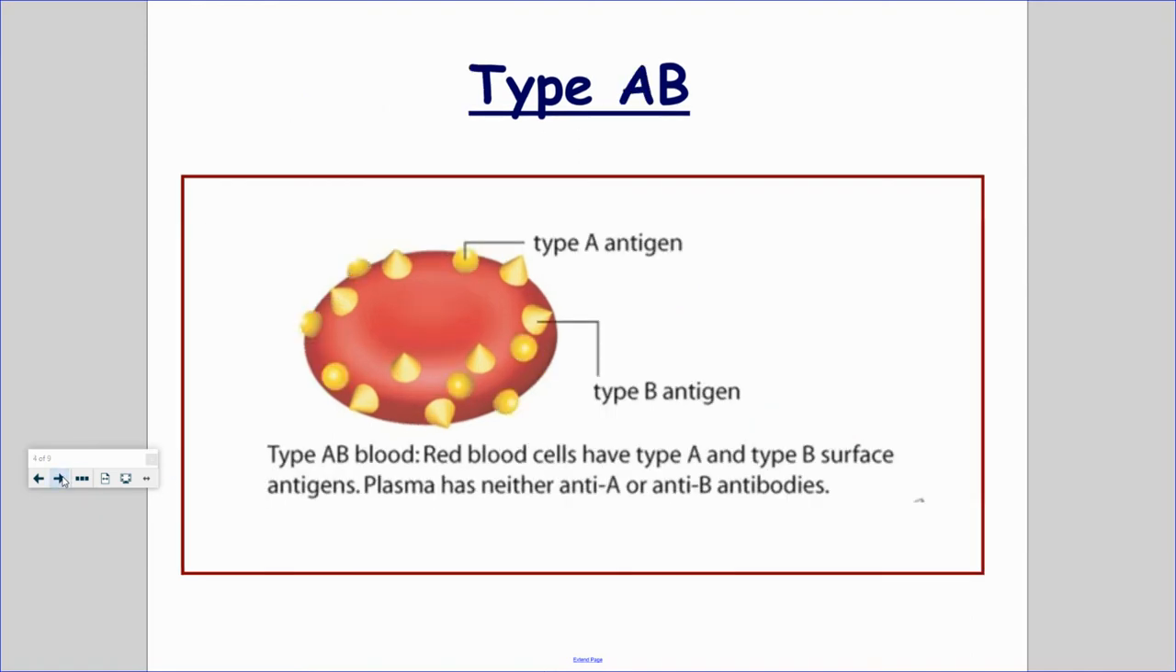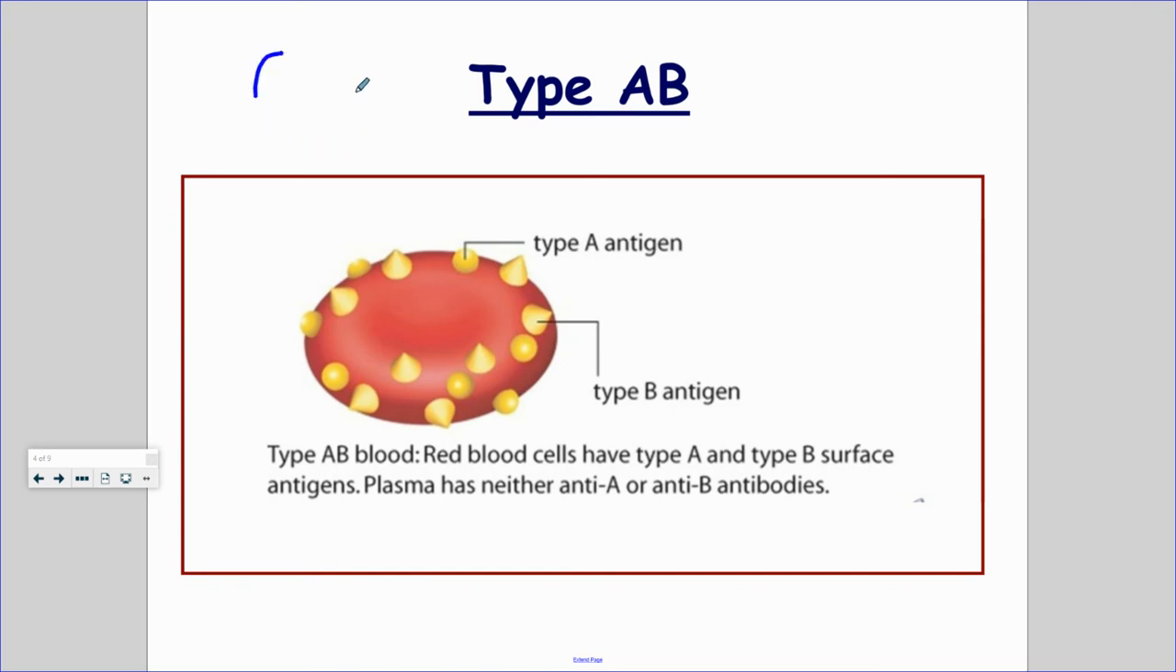Next, we have type AB blood. And what you're going to notice about type AB blood is they belong in what's called a codominant relationship. That's a word you won't know until Bio 30, and that's okay. Codominance means that they share, okay? One is not better than the other. They're both present. So you'll see that they have A and B antigens present on their red blood cells.